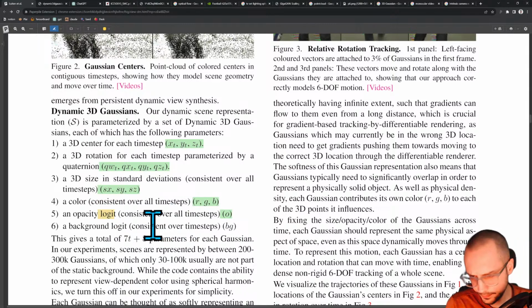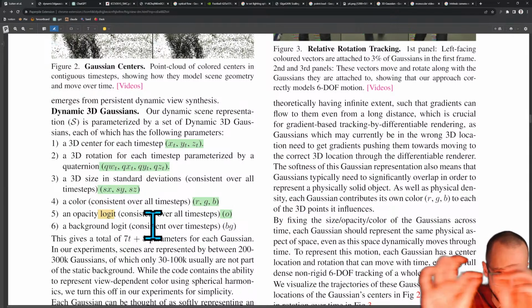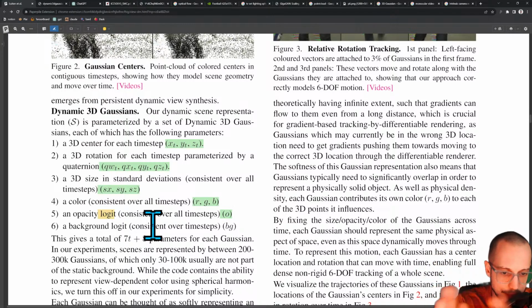So you might have heard the term logit in a classification model, where the logit is the very last layer, and it's supposed to represent basically the probability of this image being a cat or this image being a dog for each class. But here it's basically just going to represent the opacity. So if the opacity logit is 0, it means it's perfectly see-through, and then it's probably going to get pruned. If the opacity logit is 1, it means it's perfectly not see-through.